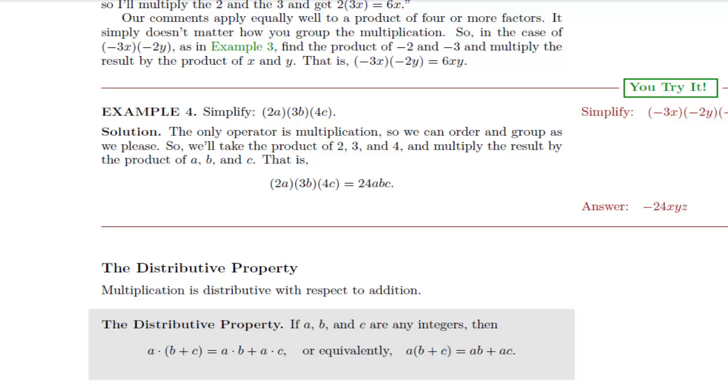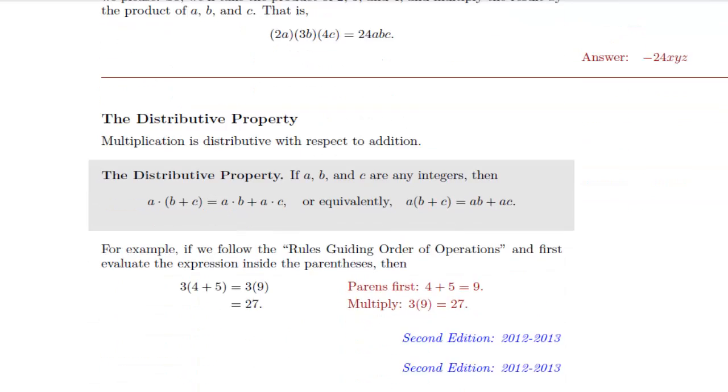Example 4. Simplify 2a times 3b times 4c. Solution. The only operator is multiplication, so we can order and group as we please. So we'll take the product of 2, 3, and 4 and multiply the result by the product of a, b, and c. That is, 2a times 3b times 4c equals 2 times 3 times 4, which is 24, times a, b, c.